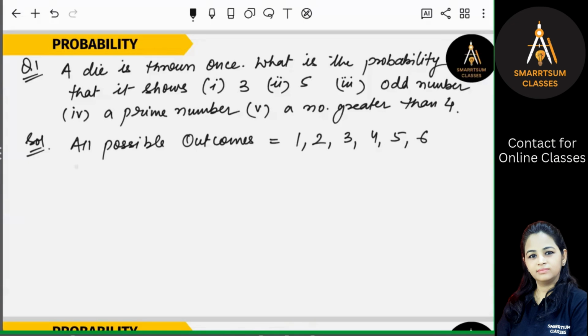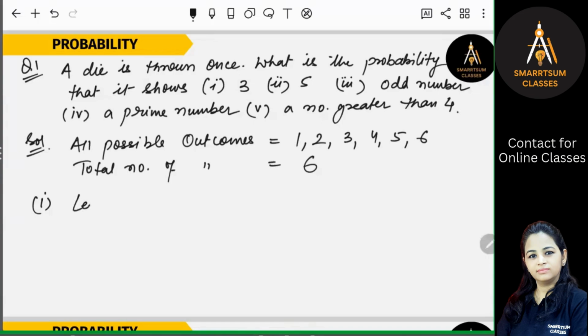That means what is the total number of outcomes? Total number of possible outcomes, that is 6, right? You can count 1, 2, 3, 4, 5, 6. So there are 6 possible outcomes. Getting that? Now, let's see the first part, that a die is thrown and it shows 3, means you're getting 3, right? So what is the event? Event is getting 3.